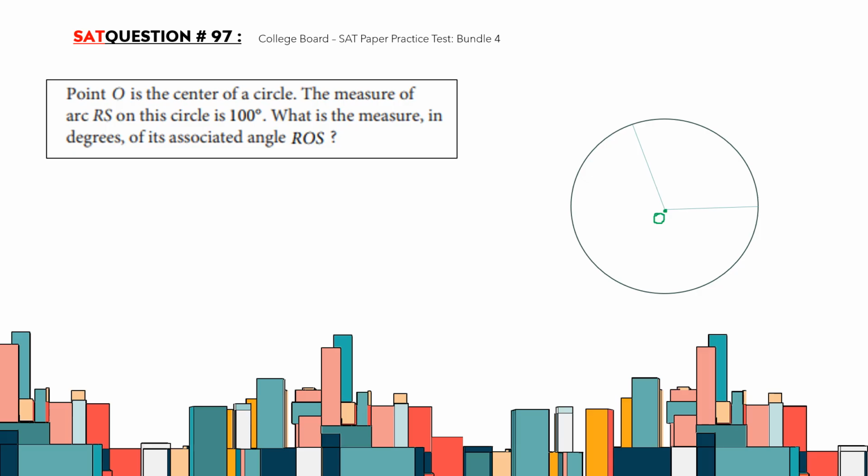and then we can draw R on the circle, and S on the circle. Let me highlight the keywords here. RS is on this circle, O is the center, and the measure of arc RS is 100. Now, what is the angle ROS in degrees? We know that the given is the arc RS right here, the red one, and arc RS is 100 degrees.